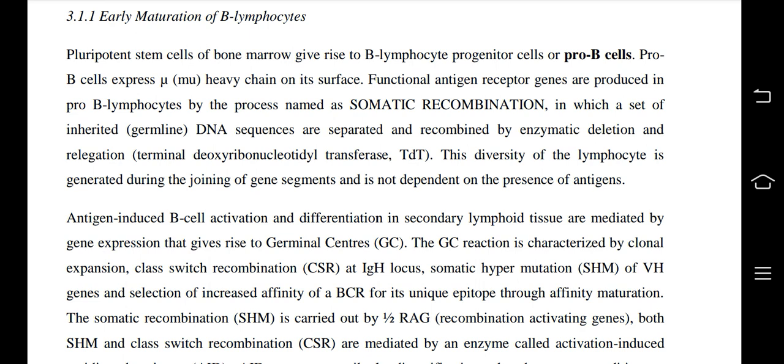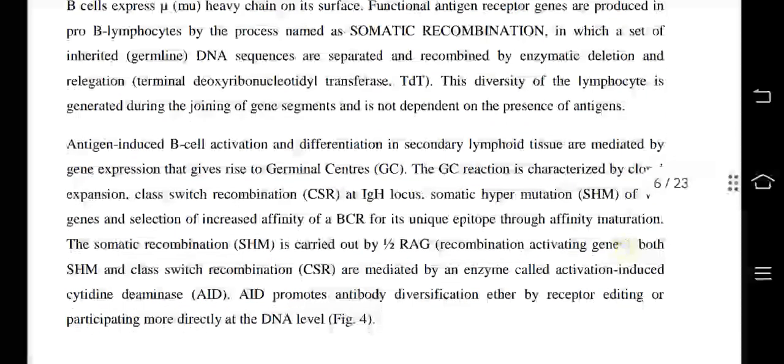Terminal deoxynucleotidyl transferase (TdT). This diversity of the lymphocyte is generated during the joining of gene segments and is not dependent on the presence of antigens.